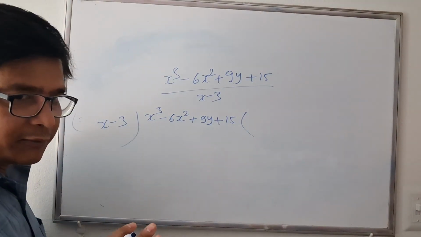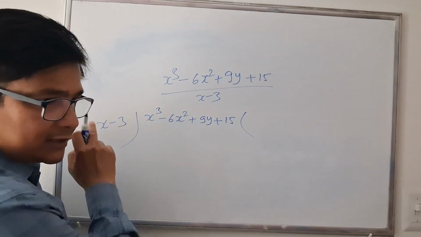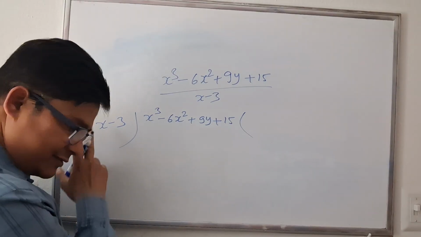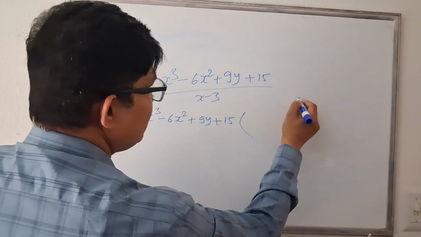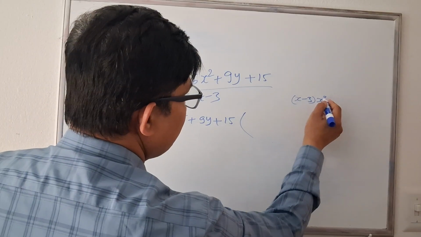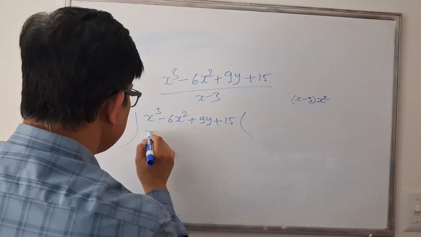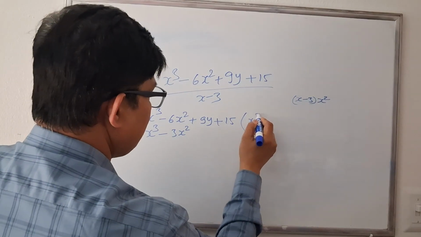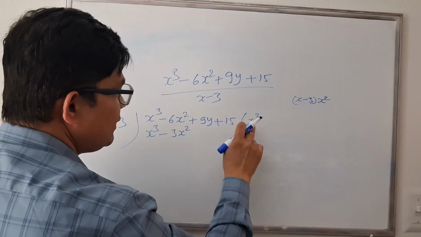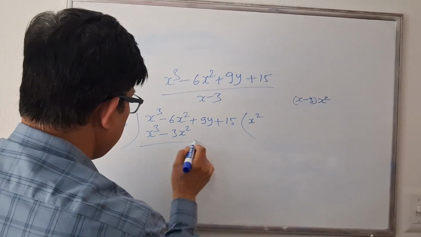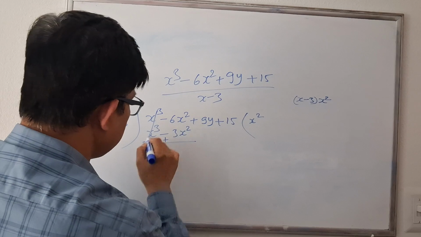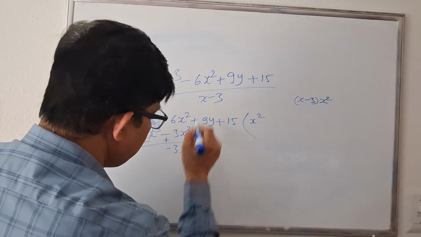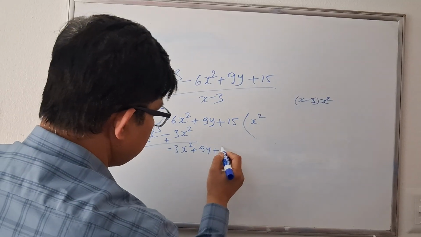What did I say a few minutes ago? My goal is to get rid of x cube and I have x here. What I will do? Multiply by x square. So x minus 3 multiplied by x square. What do you get? x cube minus 3x square. Let me write x square here. Okay, we'll keep writing the quotient here. Then I'll get minus plus here. This is gone. Minus 6 plus 3 is minus 3x square plus 9y. Then I'll write down the rest of the terms.